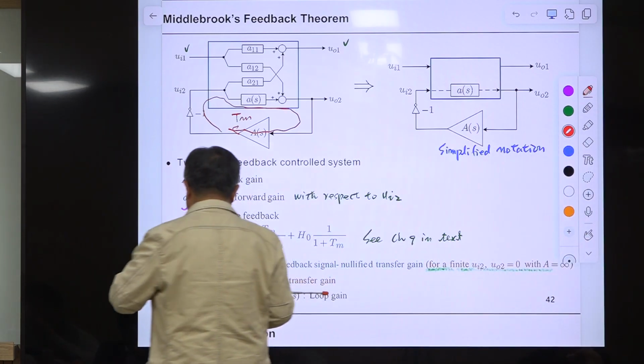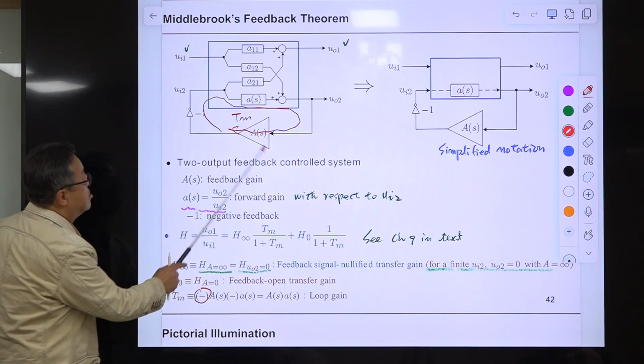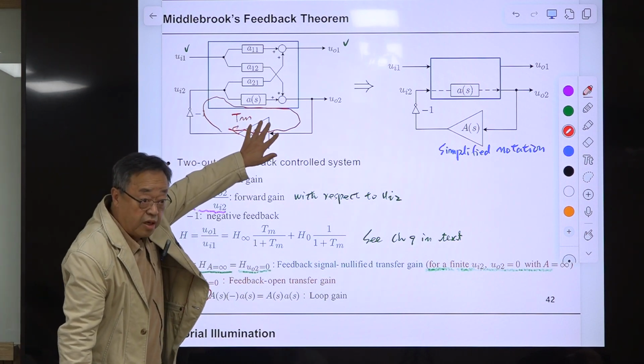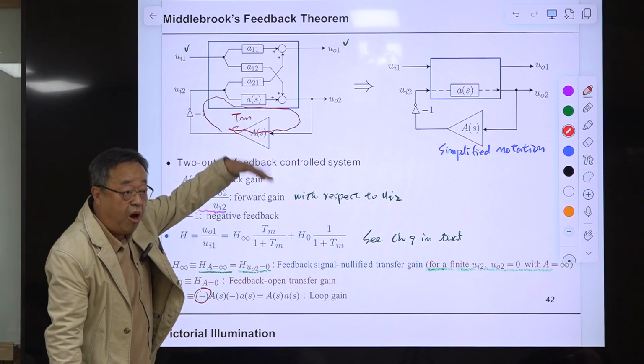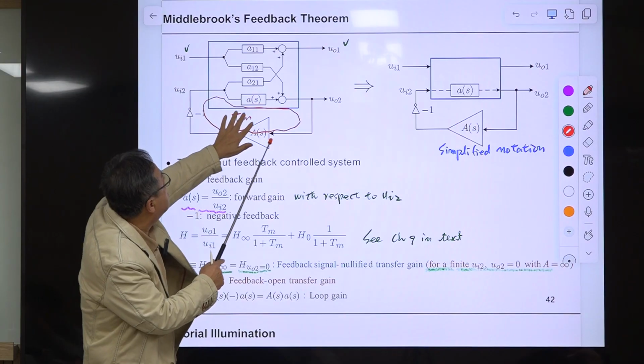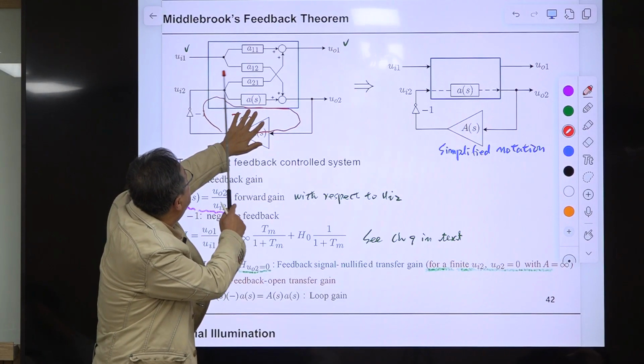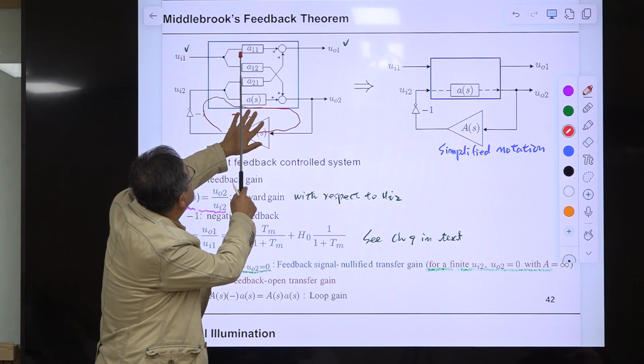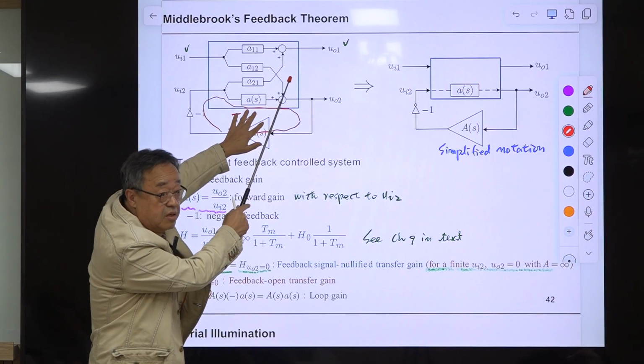And H0 is this, A S is 0. This is what? Open loop. Okay. Open loop input output transfer function. Then this is the open. Then input output. This is the open. Then that is this A11.